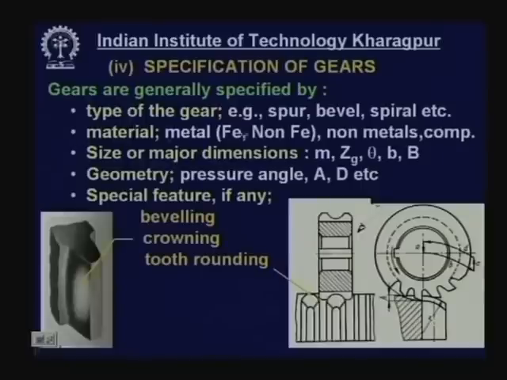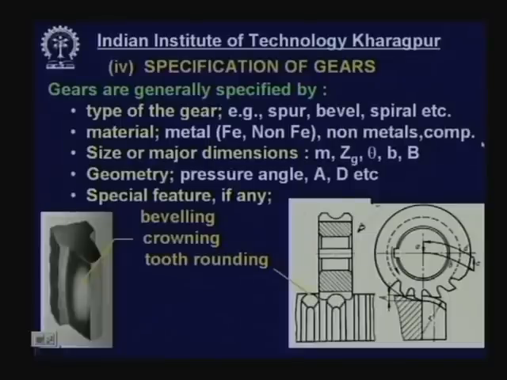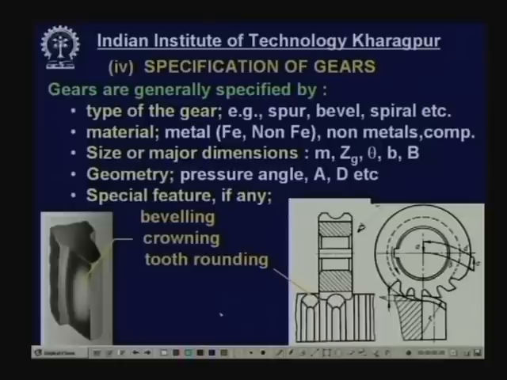Next comes material, which is very important, because the material of the gear should be strong enough, tough, wear resistant, reasonably hard, easily available, manufacturable, finishable, of reasonable cost, and so on. For example, different types of materials are used for different applications. It can be metal. Most of the gears used in engineering are metal.